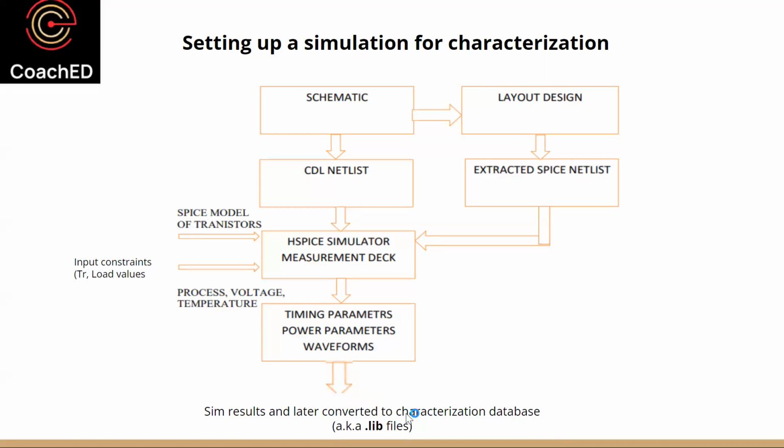And this characterization database is called a .lib file. A .lib file is basically a standard format, something called the Liberty format. It's a proprietary format owned by Synopsys, but it's something which is opened up for other vendors to use. There are a lot of tools which can take simulation results and convert them into a .lib format. So the .lib format captures some of these parameters in a specific syntax. That basically is the characterization flow here.